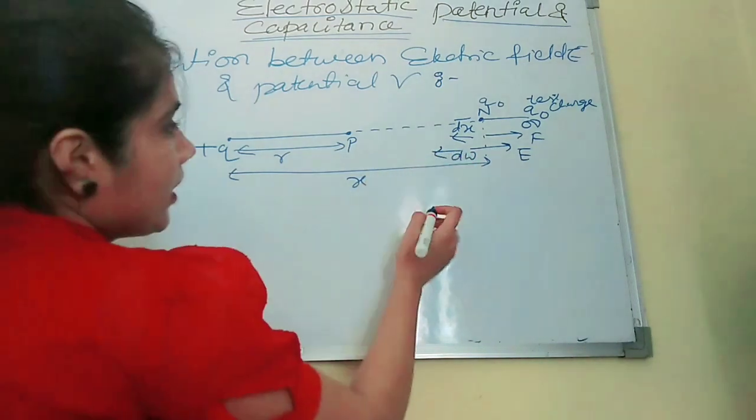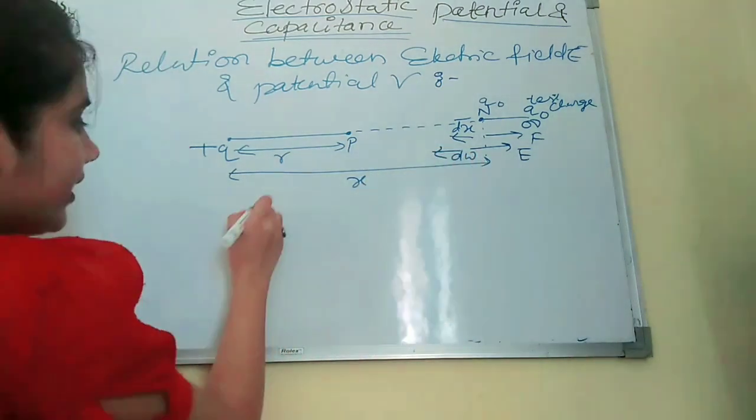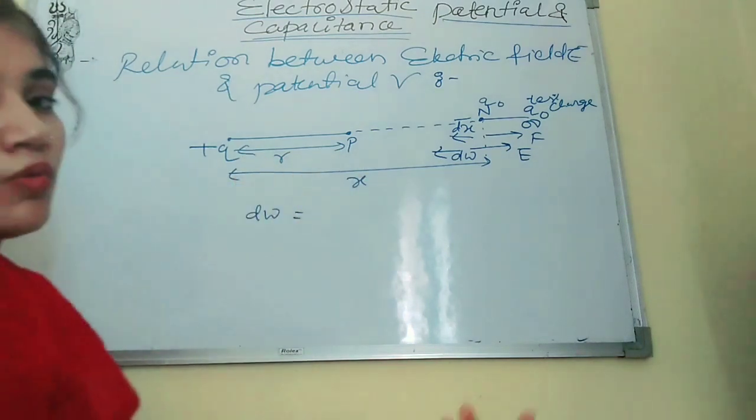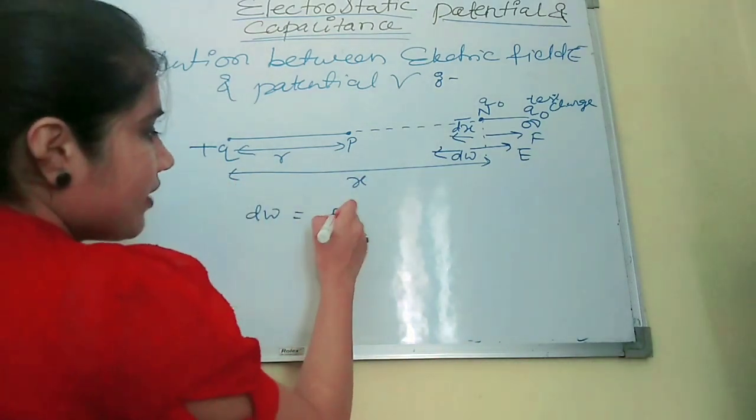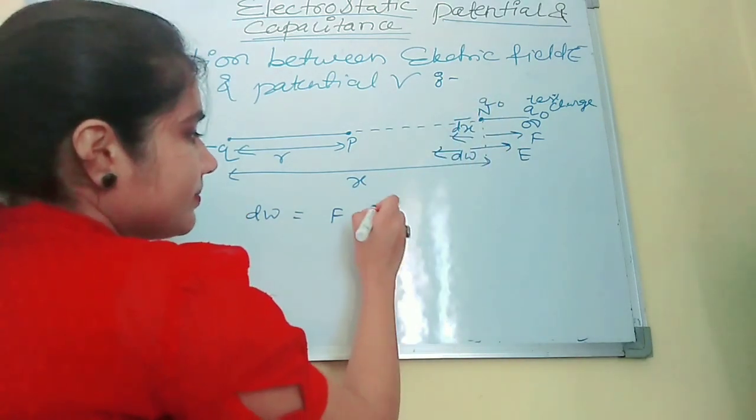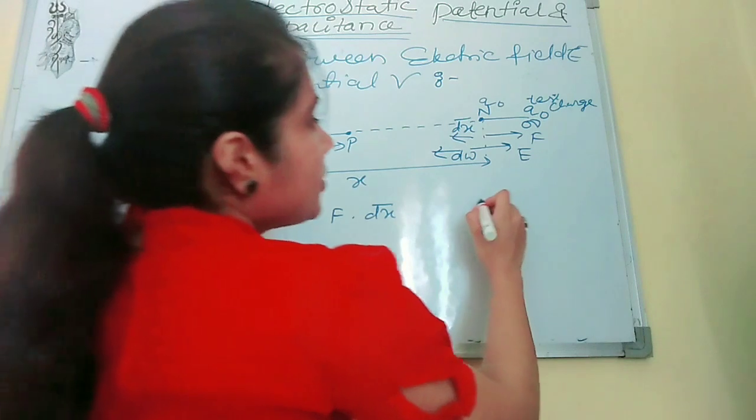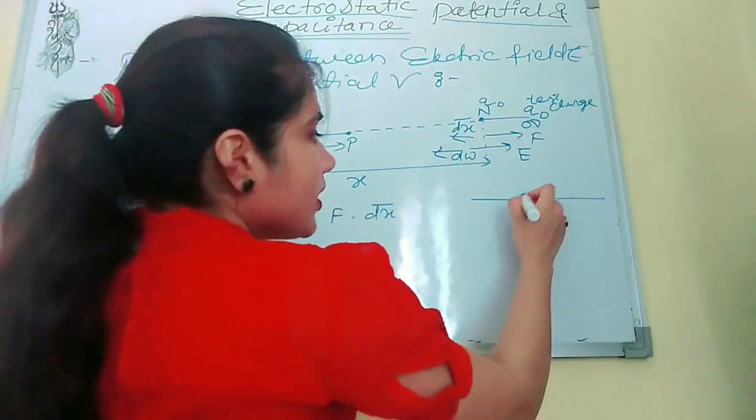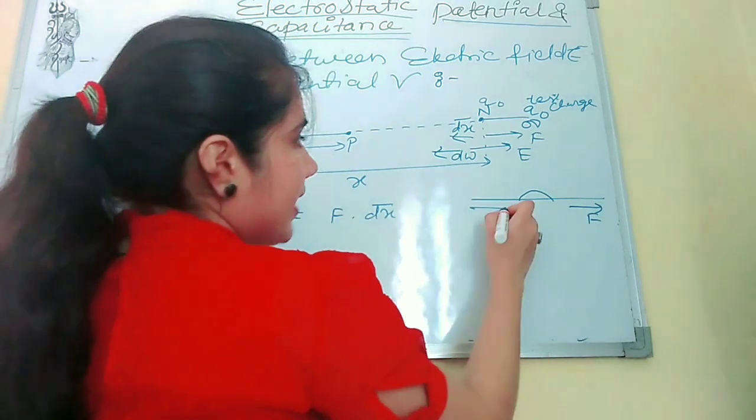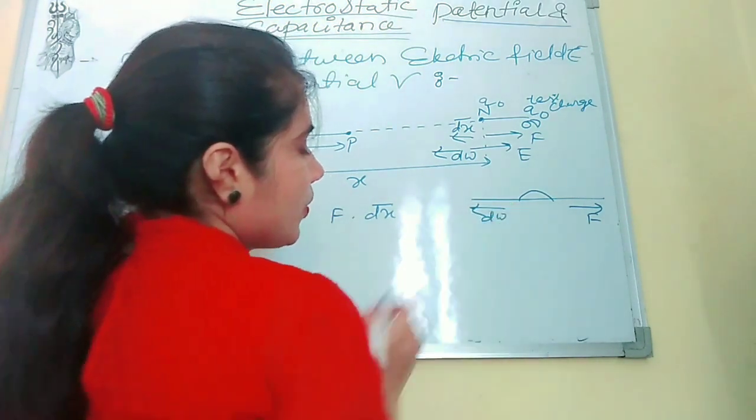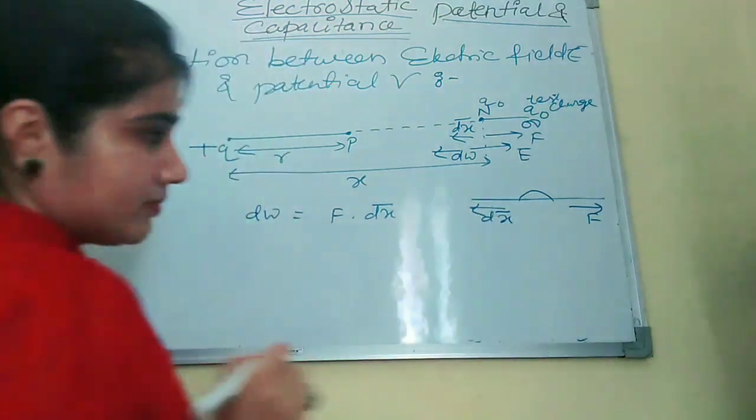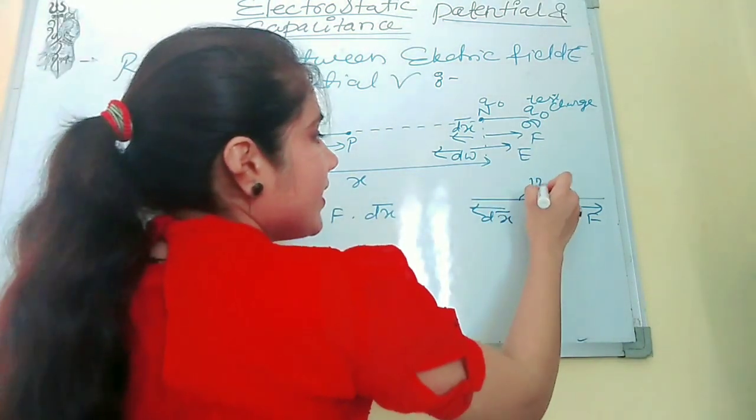Now dW is equal to a small work done. We know it is force into displacement, and the displacement is very small, that is dx. The angle between both: this is the direction of the field and force, and this is the direction of dW, or you can say the direction of displacement x. So the angle is 180 degrees.